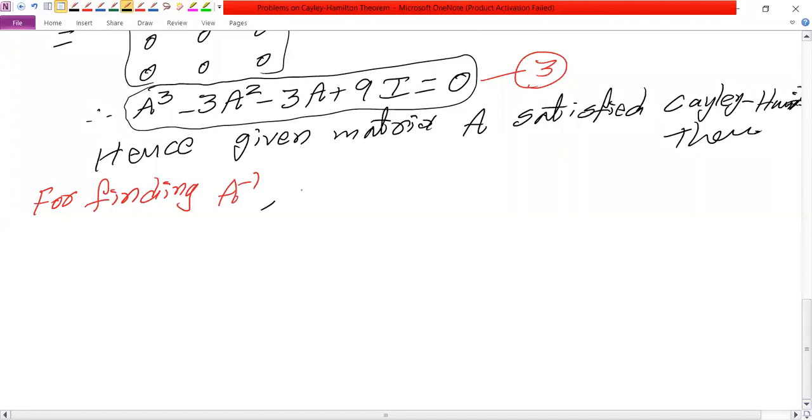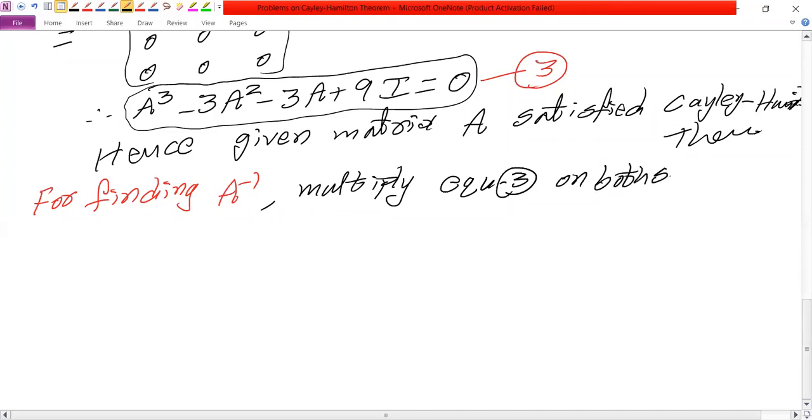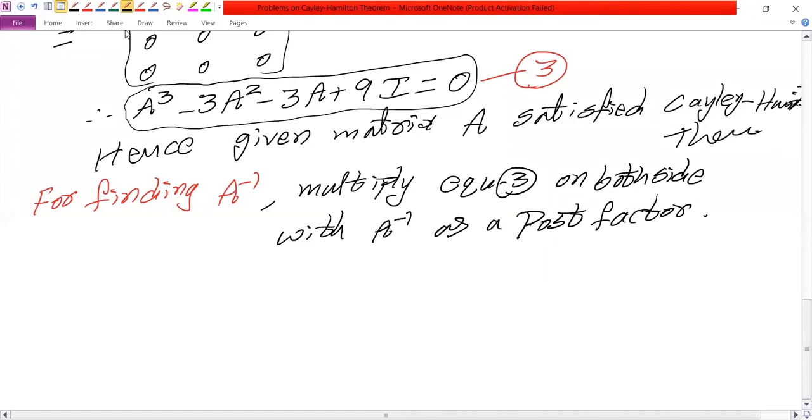multiply each and every term of equation number 3 on both sides with capital A inverse as a post factor. You can treat it as post factor or prefactor; it is not going to make any difference. So the thing I am writing in red color is important. Multiply equation number 3 on both sides with A inverse as a post factor.